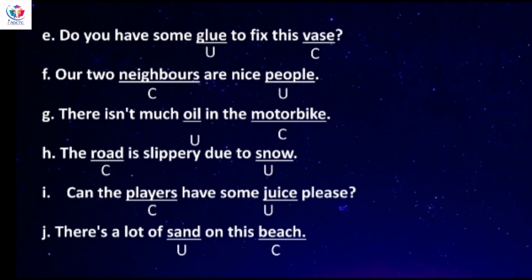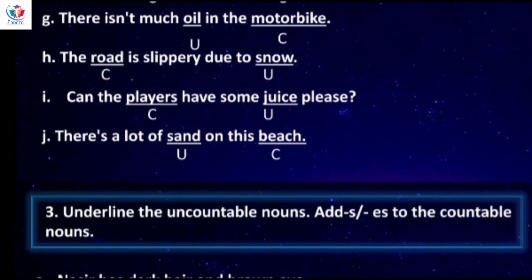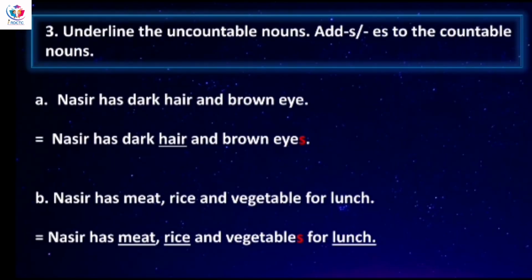There's a lot of sand on this beach. We cannot count sand, so it is an uncountable noun, but we can count beach, so it is a countable noun. Now we practice another exercise to clear our concept about countable and uncountable nouns. Underline the uncountable nouns. Add S or ES to the countable nouns.